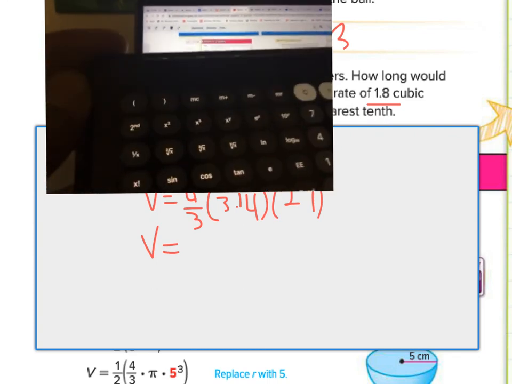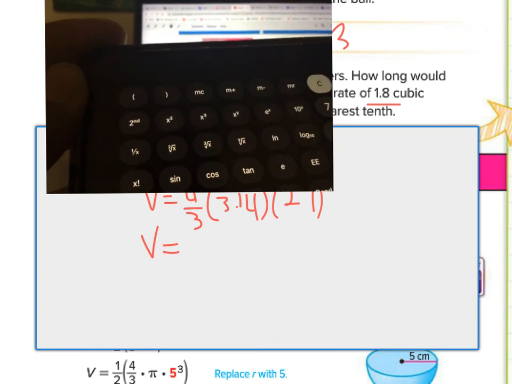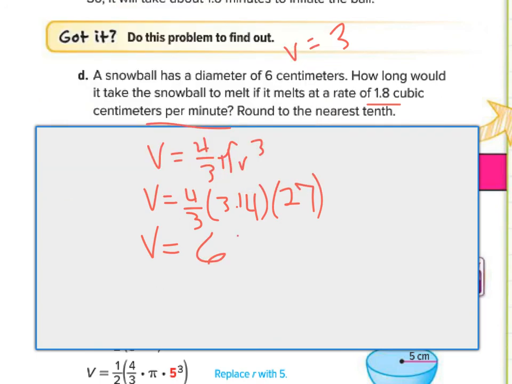I can stop this now. Okay, that is 62.8 minutes. That's how long it would take for the snowball to melt. So therefore it would take 62 minutes for the snowball to melt.